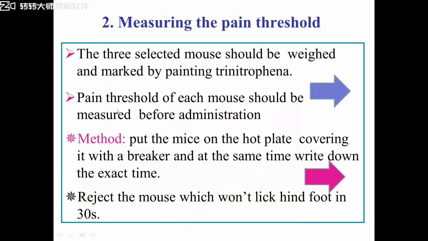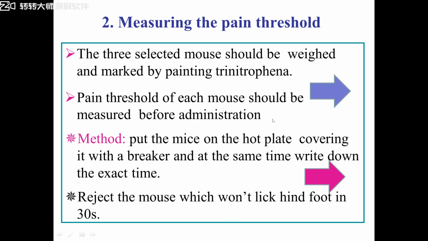Okay, the second method, the second step. The second step in this lab is to measure the pain threshold. Just now we have done this. We take three selected mice, weigh them, and then mark them by painting with nitrophenol, the yellow solution, another name for which is picric acid. And then the pain threshold of each mouse should be measured before administration.